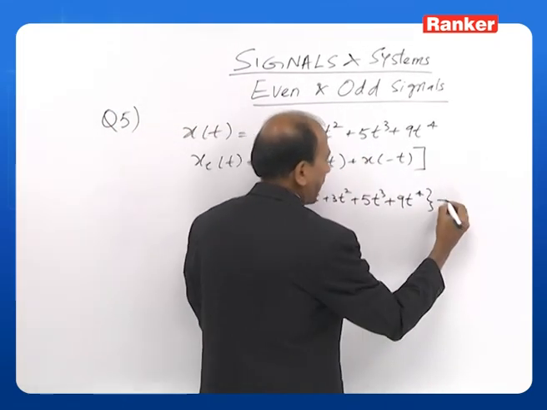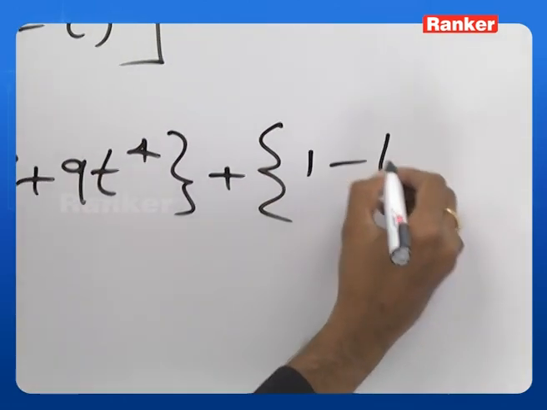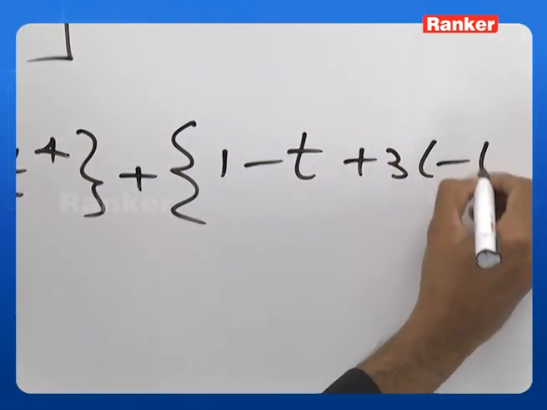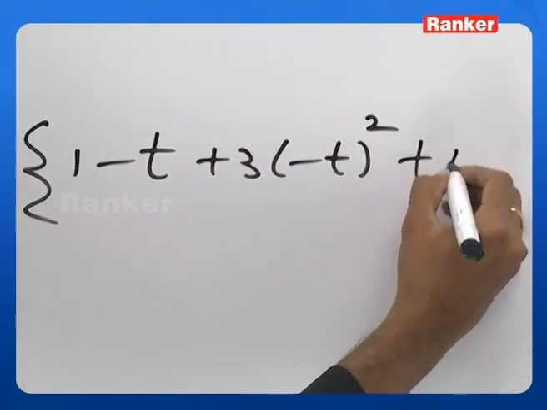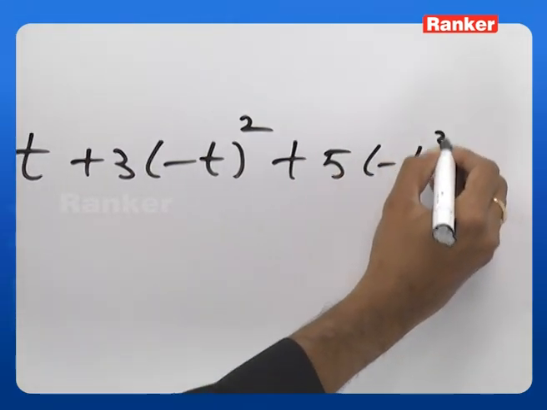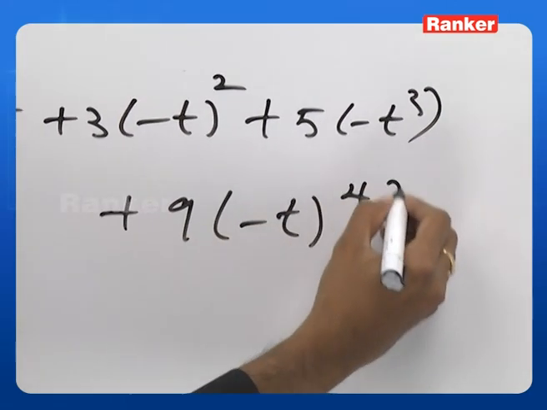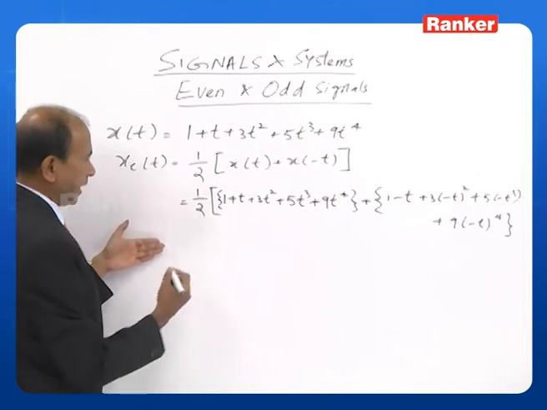So, this we will put here, and then plus, where t is replaced by minus t. So, this will become plus 1 minus t plus 3 into minus t whole square plus 5 into minus t whole cube plus 9 into minus t whole to the power of 4. Now, we will expand the series. I will get it like this.